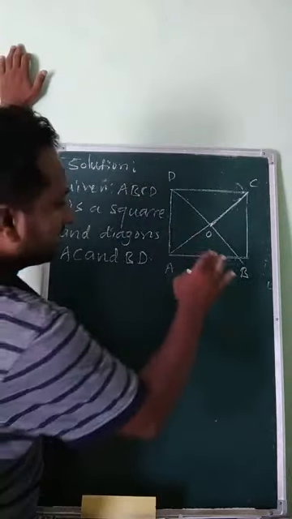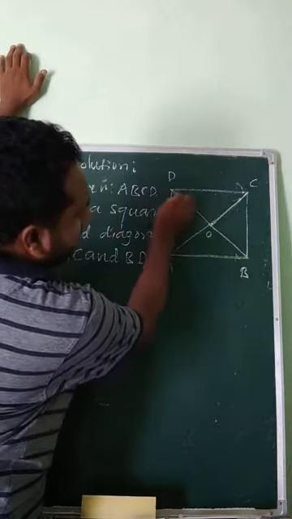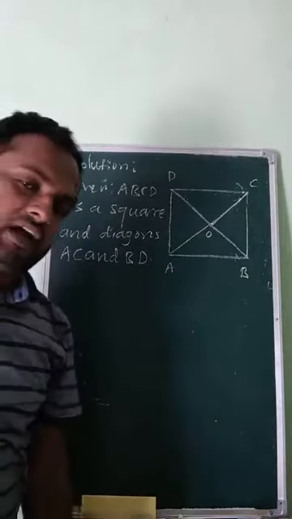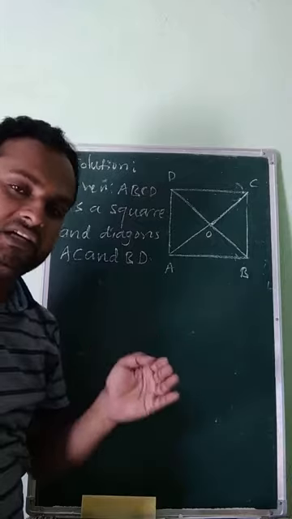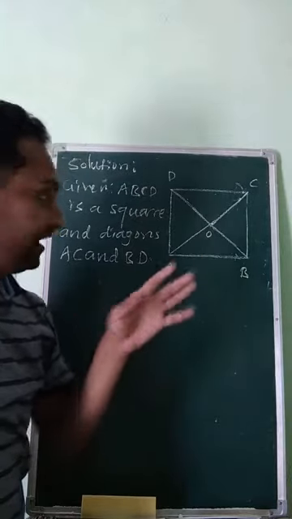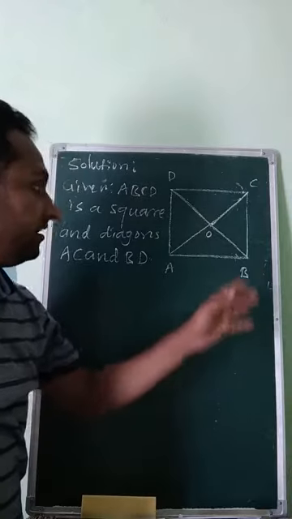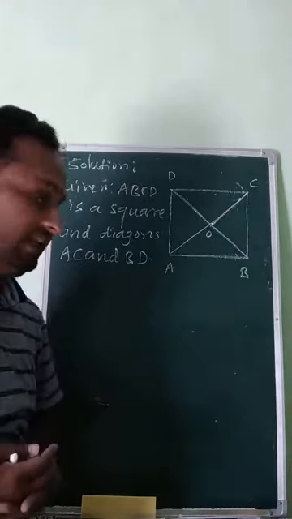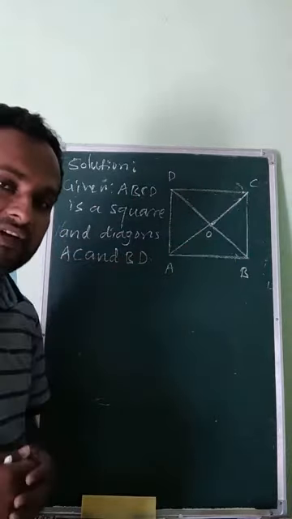Now see the triangles. You know the properties of the square. Once again I will recall the properties of the square. A square is a quadrilateral having all sides equal and each angle is 90 degrees, and opposite sides are equal and parallel. All sides are equal, and opposite sides are equal and parallel. Each angle is 90 degrees. You have to prove that AC is equal to BD, that is, the diagonals of the square are equal.